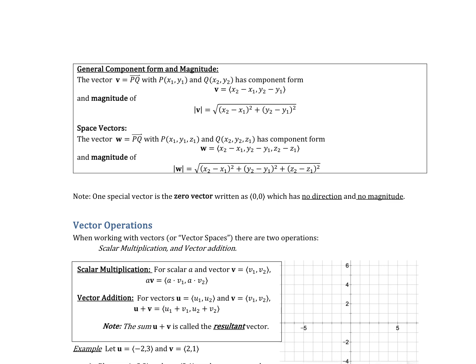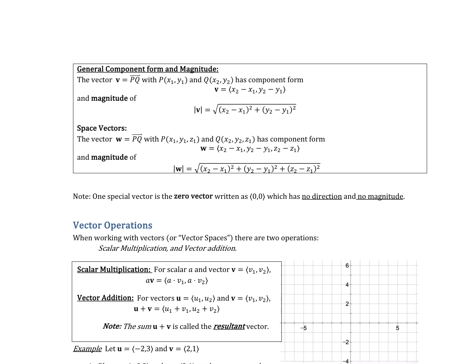So to summarize, if we have a vector V equals PQ, where P and Q are the initial point and the terminal point, we can find the value of that vector by subtracting the x's, which gets our horizontal movement, and subtracting the y's. You need to subtract the terminal point minus the initial point, because the direction matters, positive and negative. The magnitude just comes from the absolute value. And so the absolute value of V is the square root of the x distance squared plus the y distance squared.